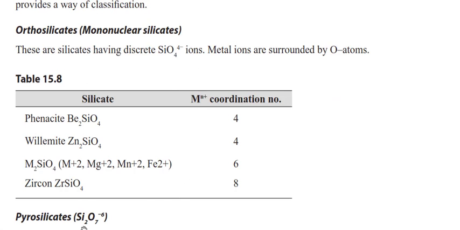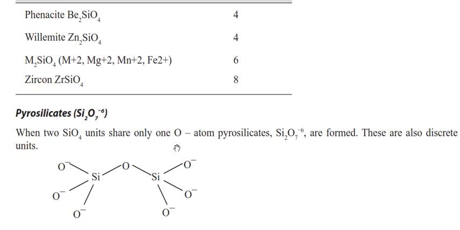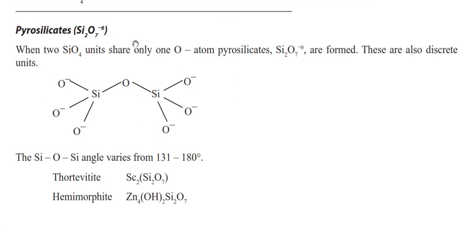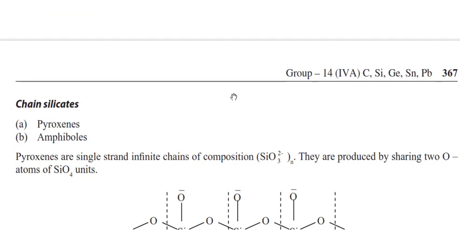Then orthosilicates and pyrosilicates are also there. In these silicates there are discrete SiO4 4- ions, and the metal ion is always surrounded by oxygen. So these are the different types of orthosilicates. For pyrosilicates, SiO4 units share only one oxygen atom, so this kind of bridge structure is there.